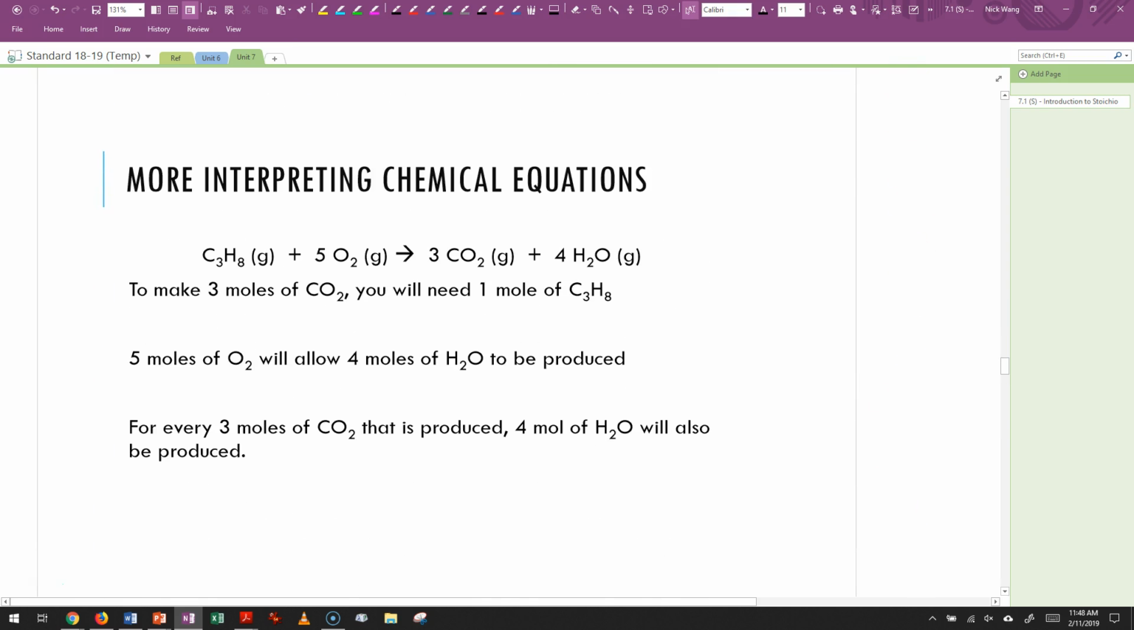Here's another set of ways that we can interpret it. To make 3 moles of CO2, you'll need 1 mole of C3H8.